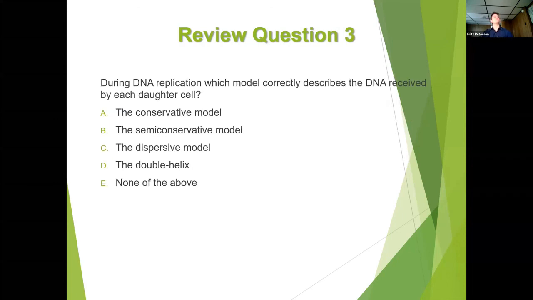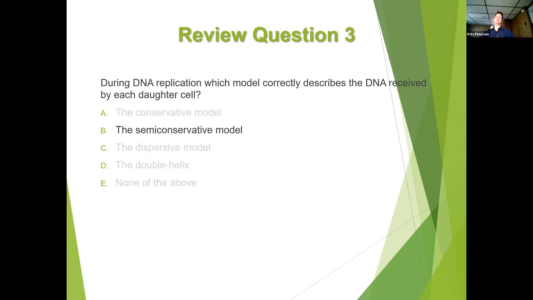During DNA replication, which model correctly describes the DNA received by each daughter cell? A, the conservative model, B, the semi-conservative model, C, the dispersive model, D, the double helix, or E, none of the above. Again, only going to give you about 10, 15 seconds. So the correct answer here, of course, is the semi-conservative model. Remember in that image how of the DNA strands of the parental cell, one of the strands ended up in one daughter cell and the other one ended up in the other daughter cell. Hence, it's a semi-conservative model.